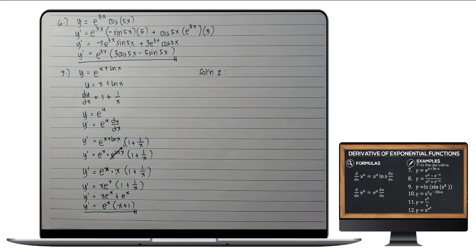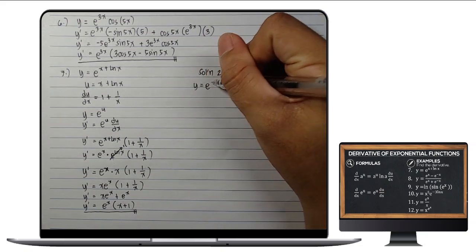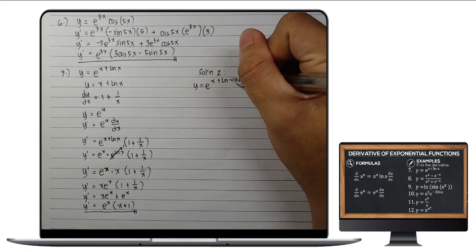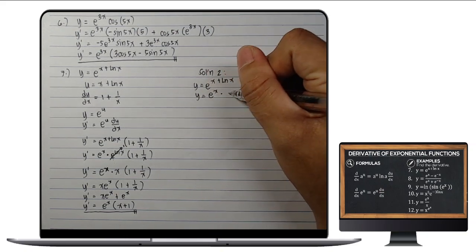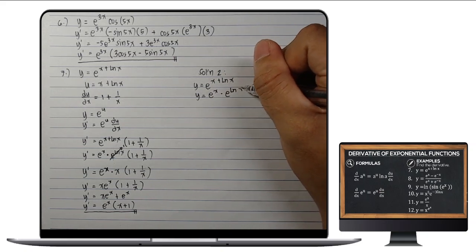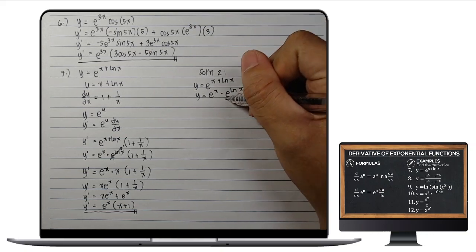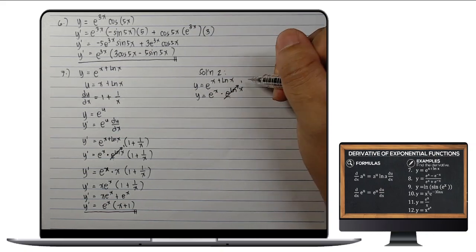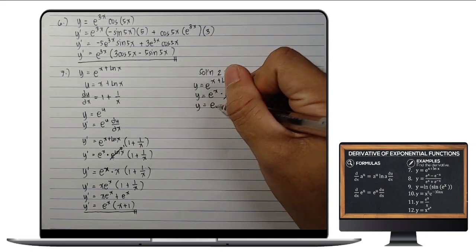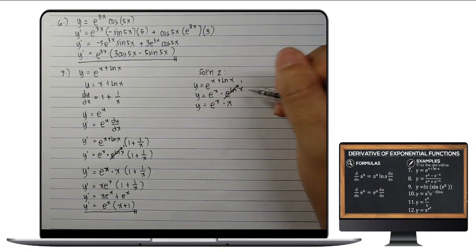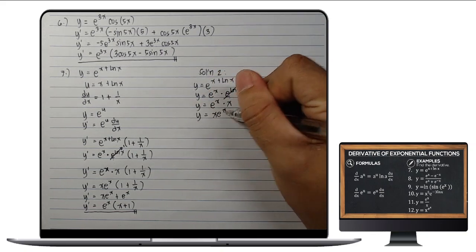So, solution 2. As I've said, y is equal to e raised to x plus ln of x. You can write it as e raised to x multiplied by e raised to ln of x. So, same base, add exponent. So, again, we produced e raised to ln x, and that has the value of x. Therefore, our y is simply e raised to x multiplied by x. Therefore, y is simply x e raised to x.